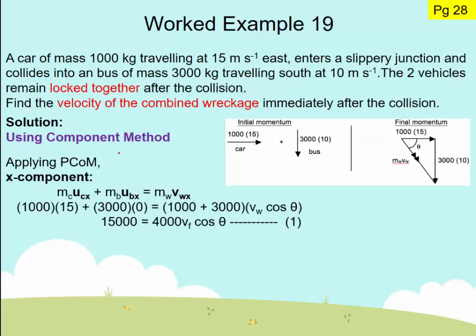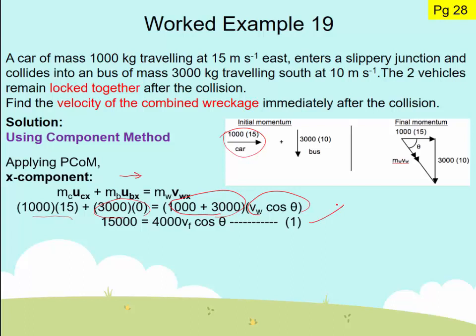Let's call the x direction the east direction. So in the east, the initial momentum is just that of the car. The bus has no momentum in that direction, so it is 0. And final momentum will be the mass of both bus and car multiplied by its velocity in that direction. So we form one equation.